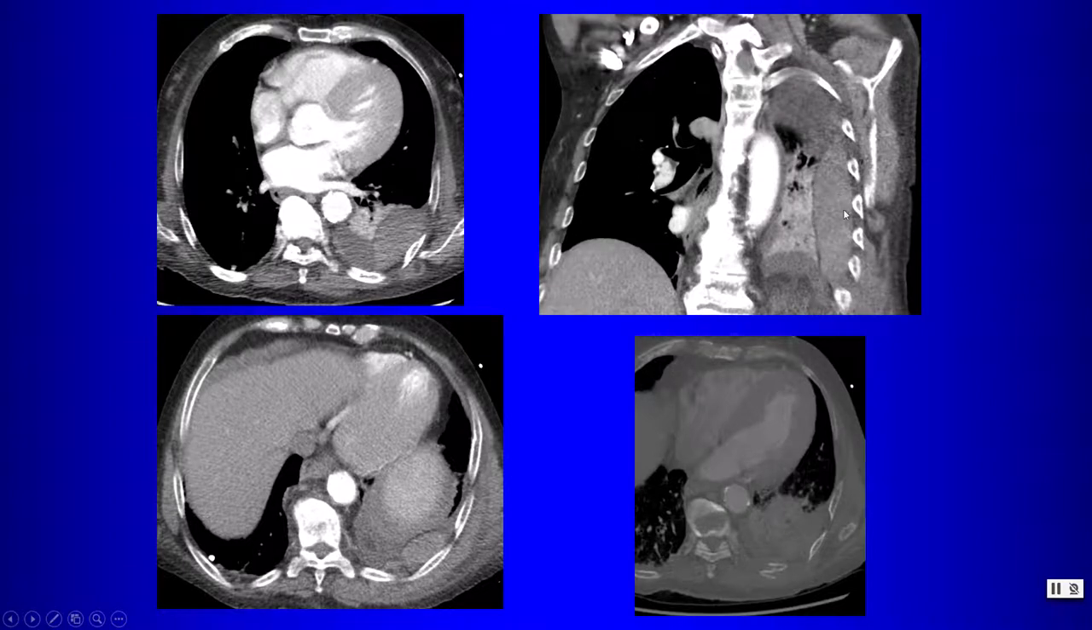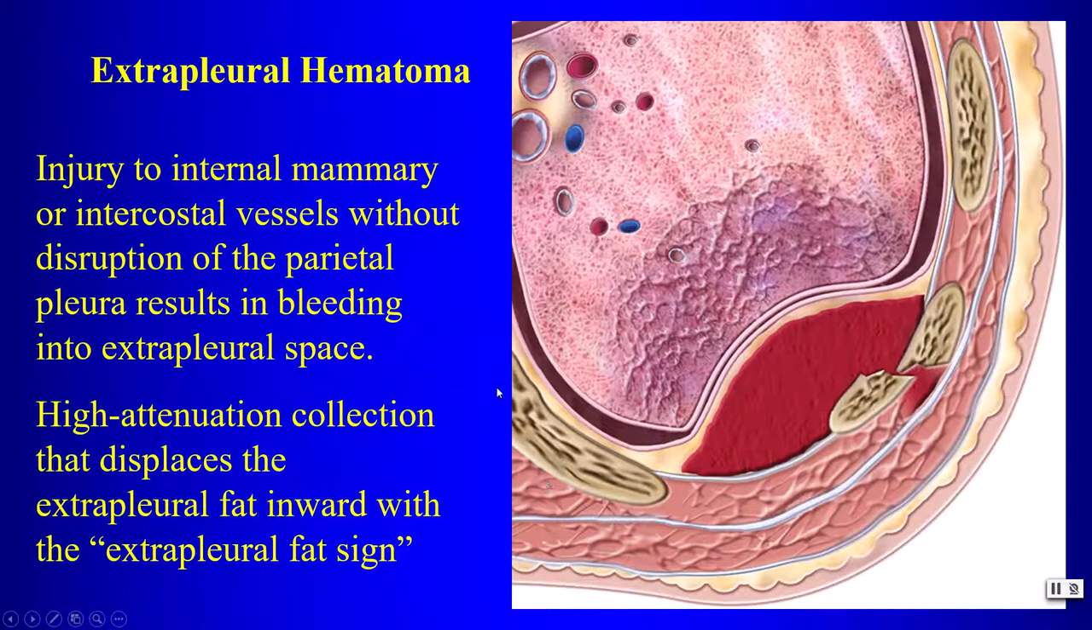So this collection is not in the pleural space, it's actually outside of the pleural space. That is an extrapleural hematoma. Extrapleural hematomas can occur as a result of injury to the internal mammary or intercostal vessels without disruption of the parietal pleura that was so commonly associated with rib fractures. This results in bleeding into the extrapleural space, gives you a high attenuation collection that displaces the extrapleural fat inward with that extrapleural fat sign.